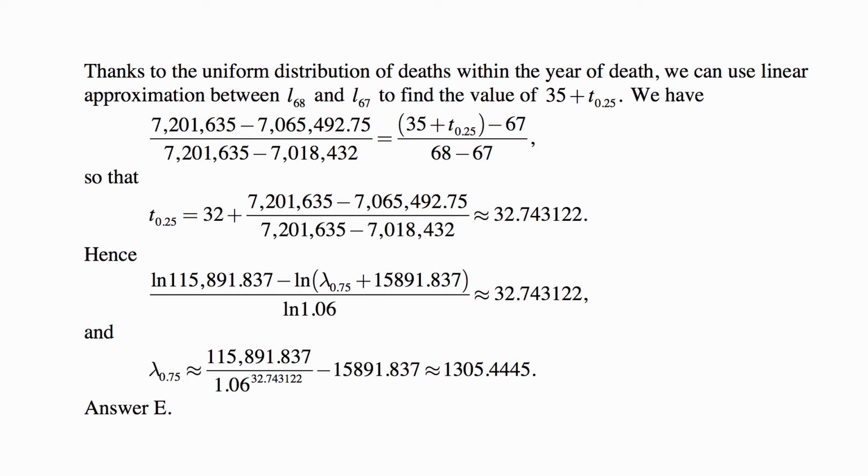So this is 32.743122 and so on. And that has to be that whole expression that we had with lambda 0.75 in it. That has to be equal to this number. So we just now solve for lambda 0.75. It comes out to be 1305.4445, and that's answer E, and we are done.